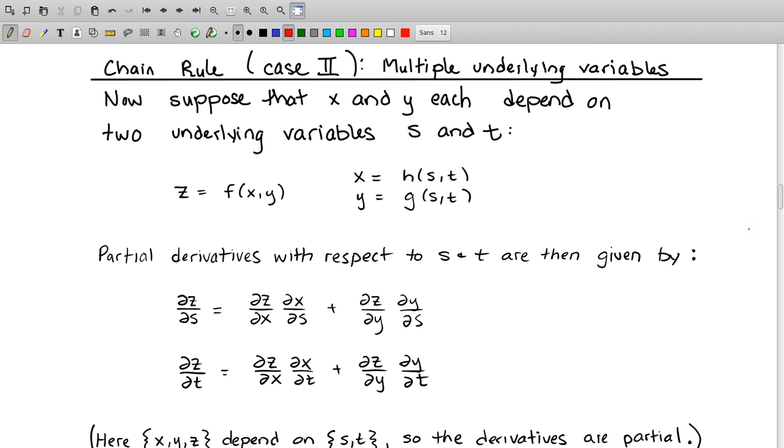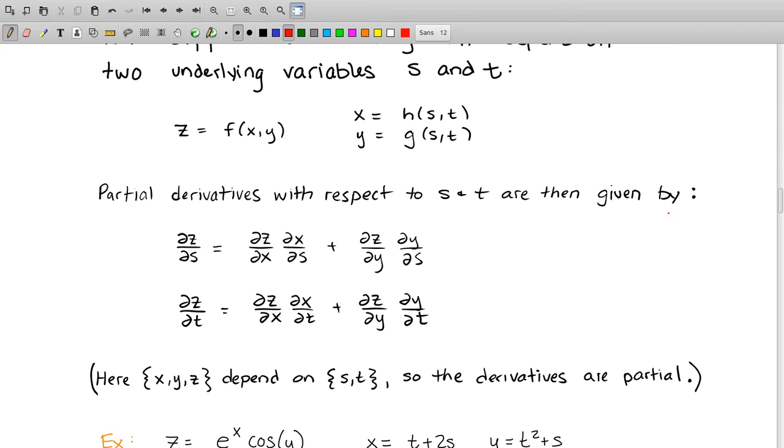So again, I've got my tree chart, and I won't try to derive this or anything: z, x, y, but both x and y now depend on underlying variables s and t. And so what is partial z partial s? I have partial z partial x times partial x partial s plus partial z partial y times partial y partial s.